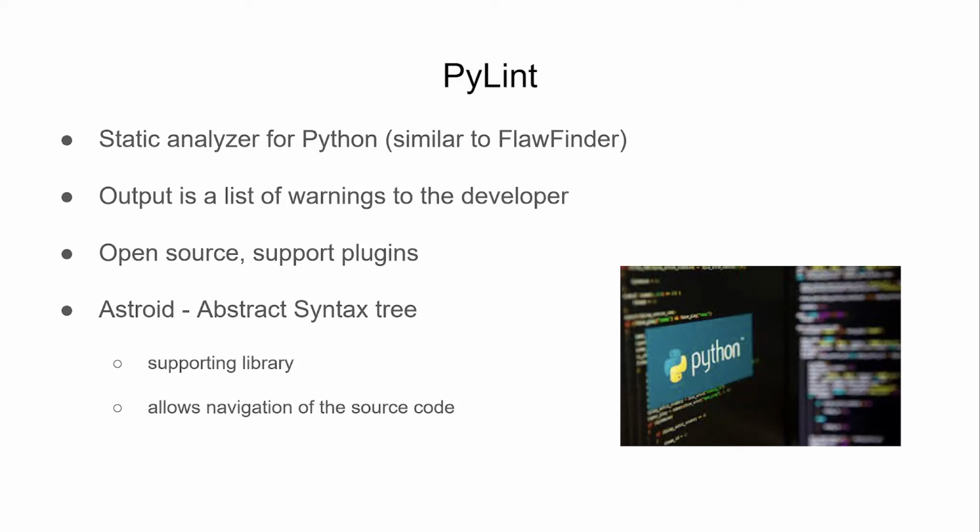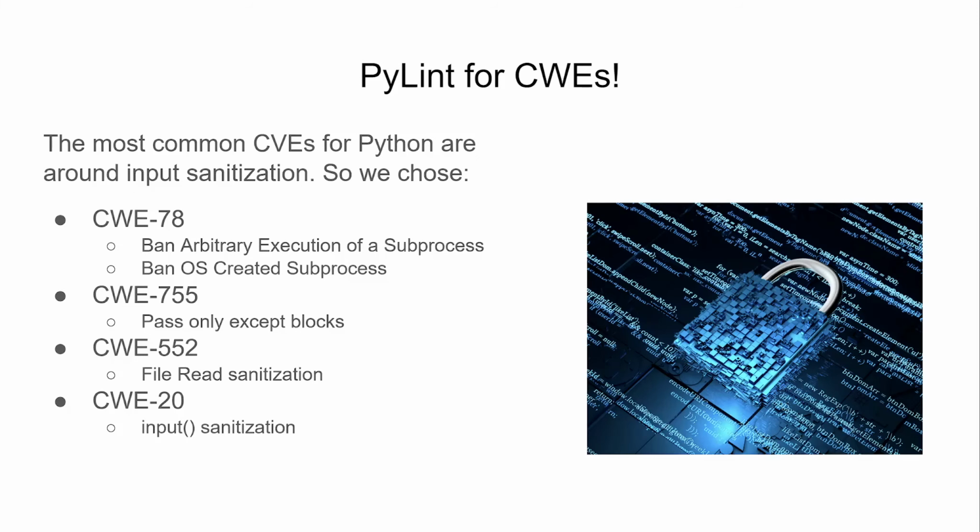So what do we do for this project? Well, we created plugins for Pylint because it's an open source project that supports plugins. And in addition, using Astroid, which is a supporting library that allows us to navigate the source code, we're able to write code to detect problems. So what problems do we detect?